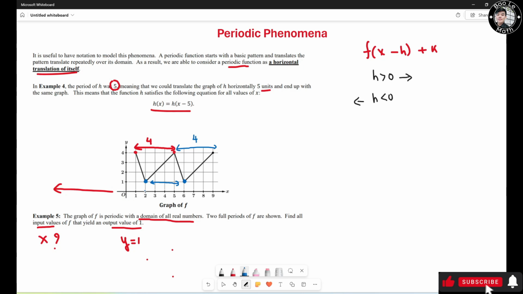So this is where we start. So we know that f of 2 equals 1, right? And the next one right here, which means f of 6 equals 1. Of course, the next number should be f of 10 equals 1. The next number should be f of 14 equals 1, right? Because the pattern keeps repeating after the period of 4 units, right?